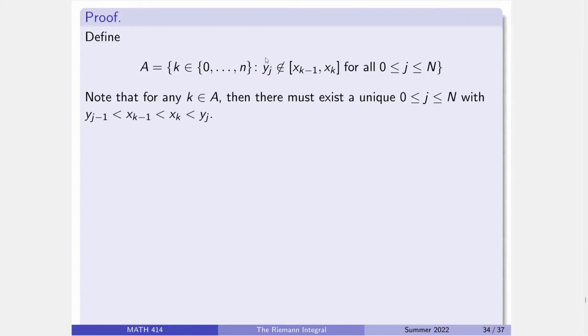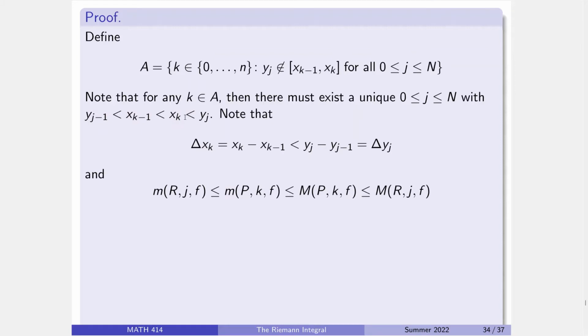Okay, so note that for any k that lives in A, there has to be a unique element j so that y sub j minus 1 and y sub j are greater than this subinterval, right? Because none of the y's are in there. So at some point, while these are being listed out, they have to hop over that subinterval. Note, that would mean then that the size of the subinterval is strictly less than the size of this subinterval, and then the infimums and the supremums behave accordingly.